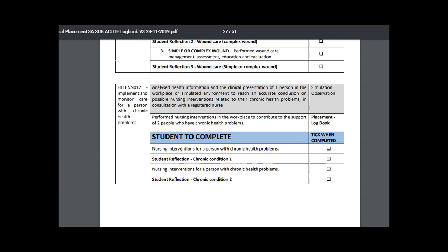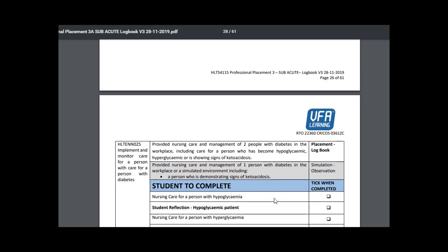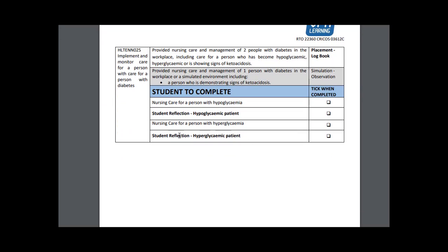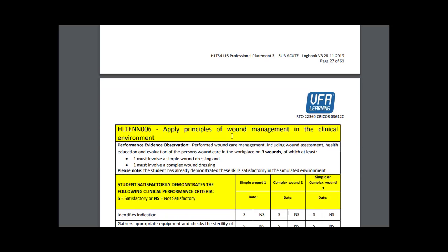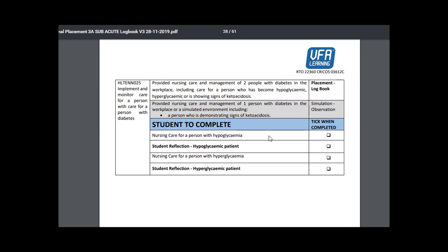As you can see here, students need to provide nursing interventions for 2 people with chronic health problems, it's 1 and 2, and again student reflections for both those patients. This section here is for the hypoglycemic patient. Caring for a hypoglycemic patient and a hyperglycemic patient, and then writing a reflection. So this is a summary of the checklists.